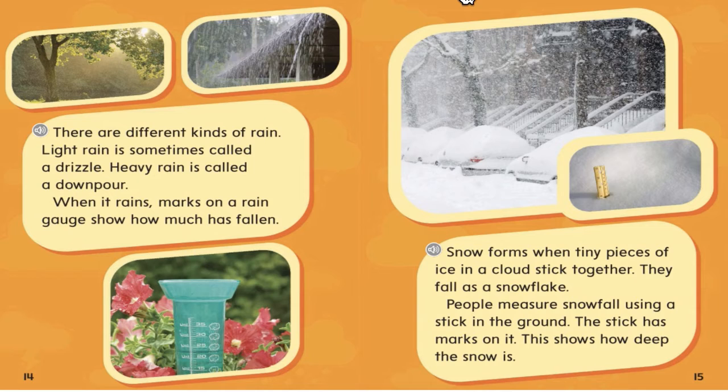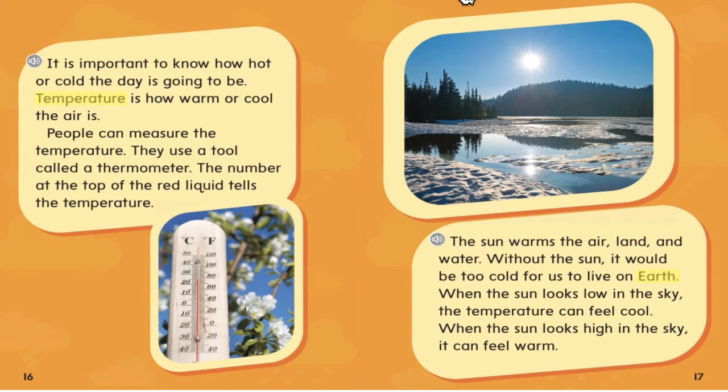I'm going to stop here and see if my questions have been answered. I did not read anything about a tool that measures how strong the wind is, but I did learn about some other tools that measure weather. I read that a rain gauge tells how much rain has fallen, and a marked stick can measure how deep the snow is. It is important to know how hot or cold the day is going to be.